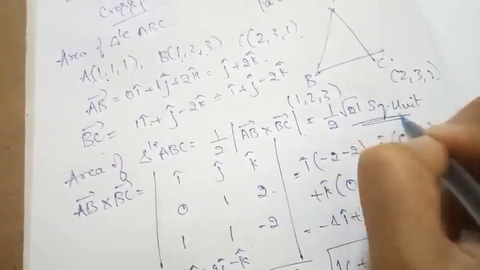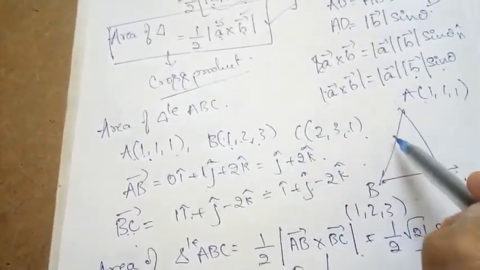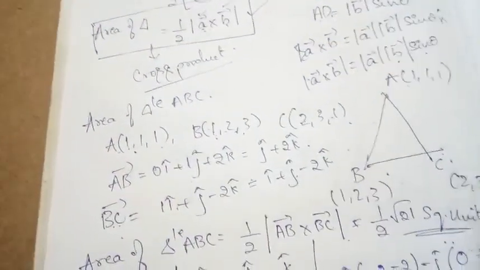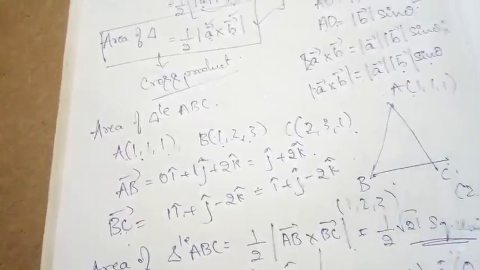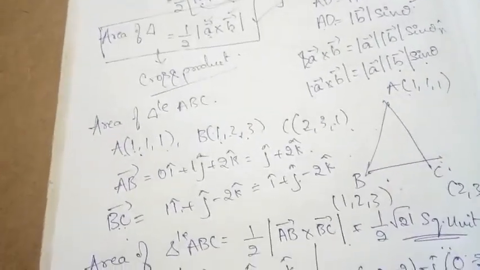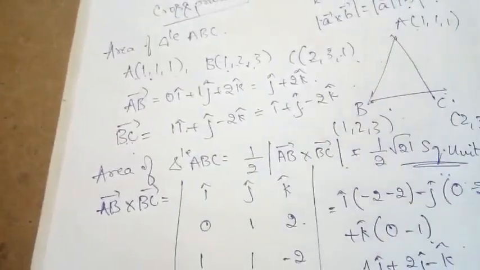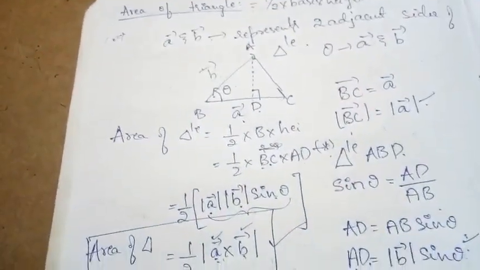So this is the area of a triangle when three coordinates are given. So first we need to find any two adjacent sides. It might be any two. Here I found AB and BC. You can even find AB and AC, or AC and BC. Any two adjacent sides is possible. So find any two adjacent sides and use the formula. That's all. So this is how we deal with the area of a triangle.